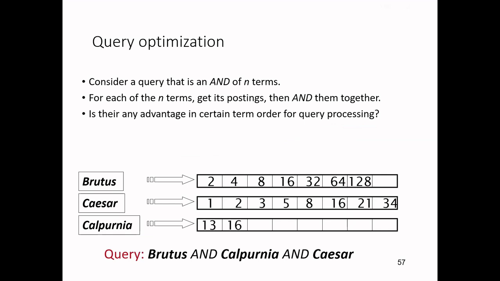All right. Now, typically what happens is that corresponding to different terms, the size of the posting files will be different. Some terms will have a smaller posting file, some terms will have a larger posting file. So it turns out that if you process the terms for query processing based on the size of their postings, then you can get some speed-up advantage. That is what is done as part of query optimization.